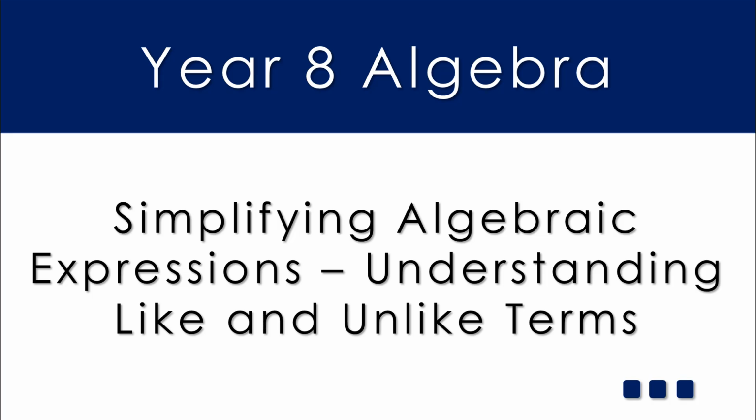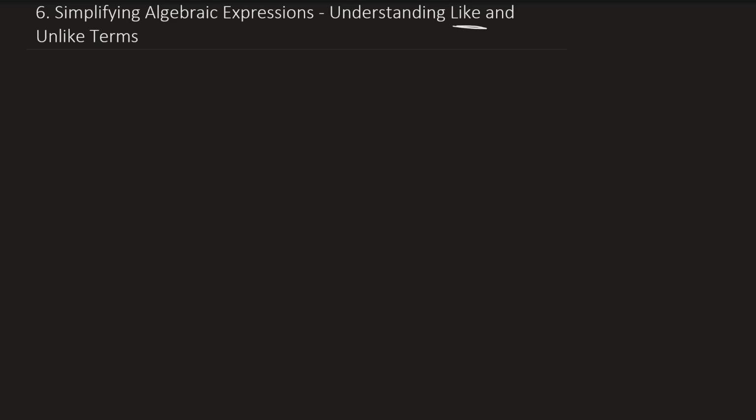Today we're going to take a look at how to simplify algebraic expressions by understanding what like and unlike terms are. The key to understanding if terms are like or unlike is to look at their variables or pronumerals or letters. Let's take a look at these two terms, 4a and 7a. The pronumeral or the variable here is a, and in the second one it's also a. That means these two terms are like terms.